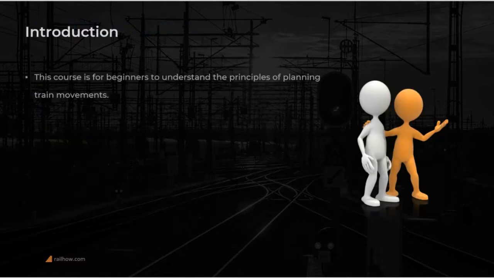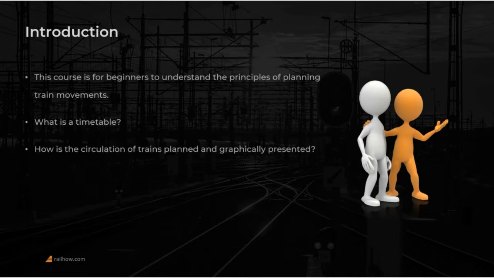This course is for beginners to understand the principles of planning train movements. So, what is a timetable? How is the circulation of trains planned and graphically presented? The timetable is a graph providing a visual representation of the planned movement of trains on certain railway routes.